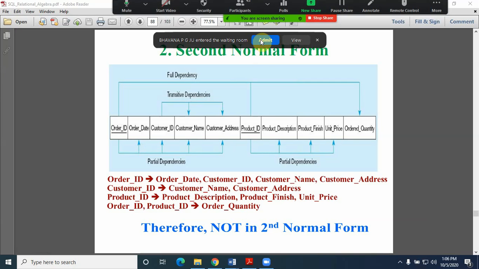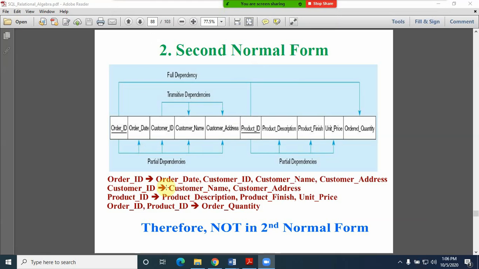If you are referencing these kinds of conventions, customer name and customer address can also be processed with the customer ID. And if you are taking product ID, the product description, product finish, unit price, all these things depend on product ID, and they do not depend on the order ID at all. Coming to order ID and product ID together, out of all these non-key attributes, order quantity depends only on the order ID and product ID. Just to observe the convention.